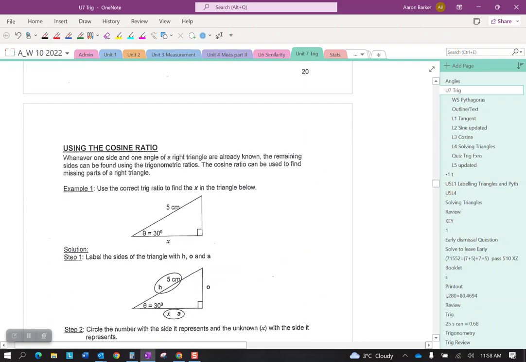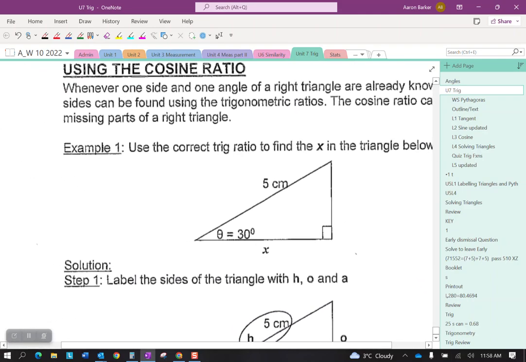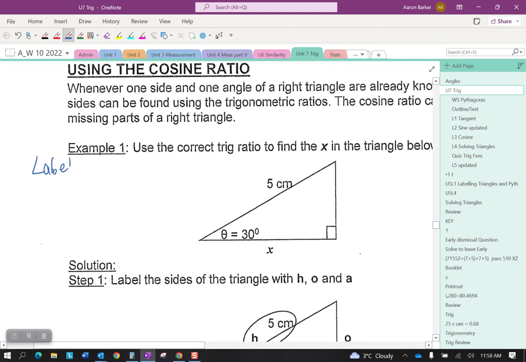So next page, cosine ratio. First step is to label your HOA. Label your HOA. Alex, label it. Benson, is it labeled? Chase, what's the H? Right, but which side? The 5x or the blank? No, 5, good. Okay, so you should have your H there. Which one's the opposite?